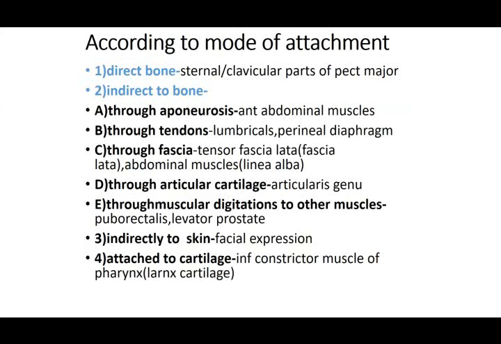Then mode of attachment: muscles can be attached directly to bone, or indirectly. That means first attached to the aponeurosis, or through the tendons, or through the fascia, or through the articular cartilage, or through muscular digitation, that is inserting into other muscles and then into the bone, or indirectly to the skin, as in facial expression, or attached to the cartilage. So all these can be attached directly or indirectly to the bone.